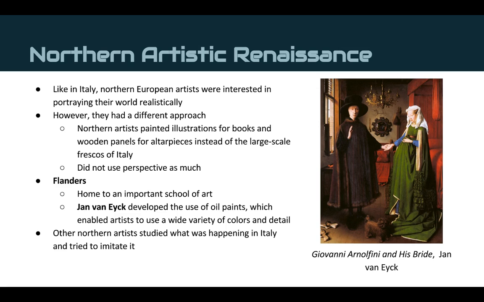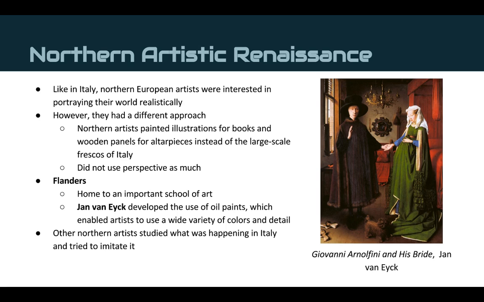Like in Italy, Northern European artists became interested in portraying their world very realistically. However, they had a different approach for doing this. While in Italy, they had these churches with large walls that they painted huge frescoes on, Northern Europe had Gothic architecture from the Middle Ages, where they had large stained glass windows and stone walls of churches, and so they went about painting on a much smaller scale.